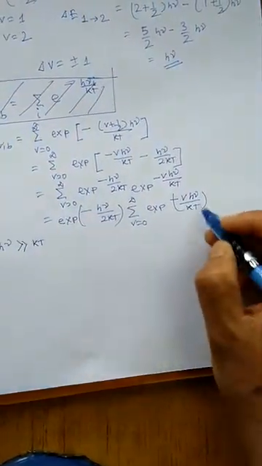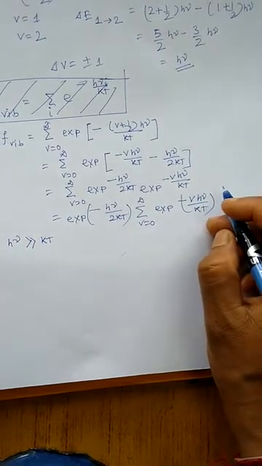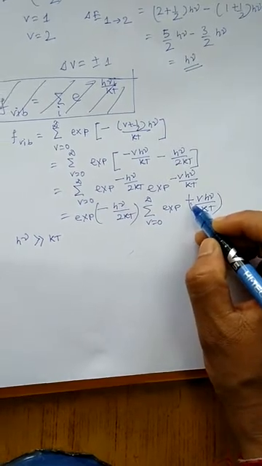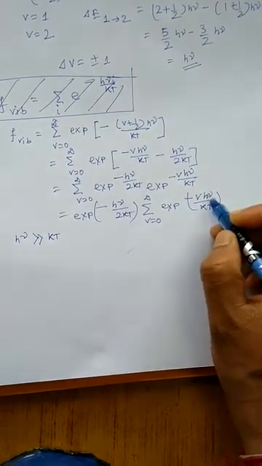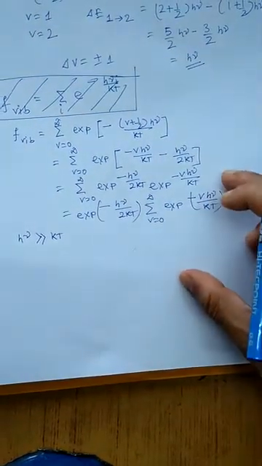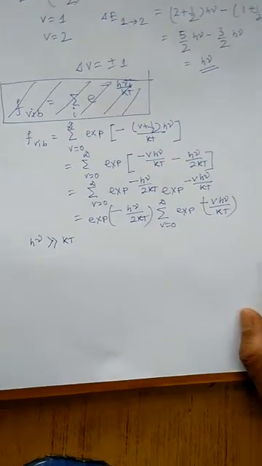That's why, if h nu is much greater than kT, that means e to the power of this quantity is very high. Because it is in the minus sign, present in the numerator, the spacing between the levels is very high, so we can't just eliminate the summation sign by an integration sign.